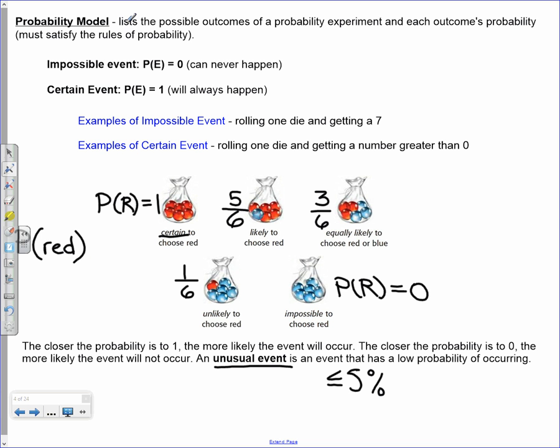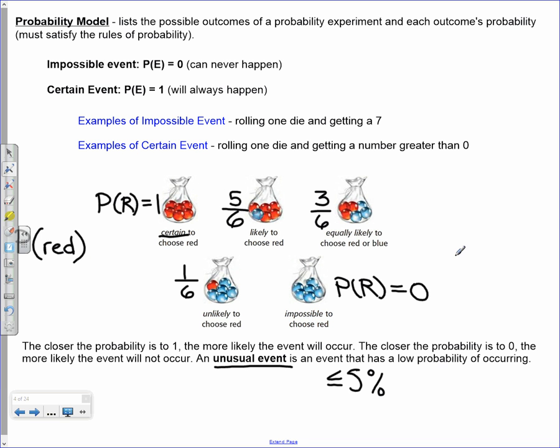Okay, a probability model just lists all the possible outcomes and each outcome's probability. It has to satisfy the rules of probability, which means that all of them together add up to equal 1, and all of the probabilities are between 0 and 1 inclusive. The impossible event means it could never happen, so the probability of that event would be equal to 0. A certain event means it would always happen, and the probability of that event would be equal to 1.